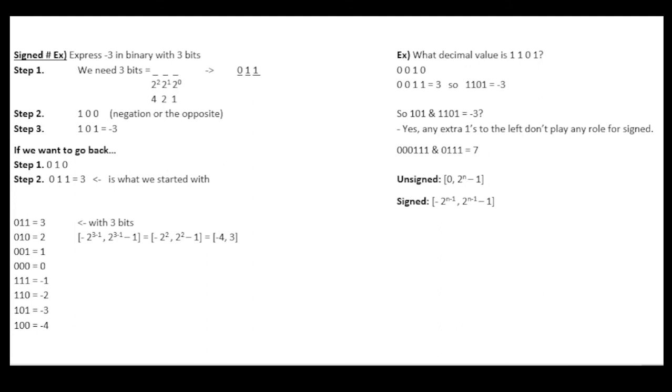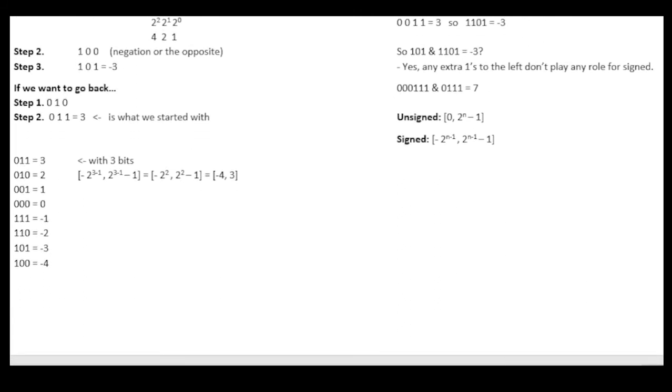So for example, if we have 3 bits, we have the number 3 all the way to -4. If we replace n with 3 representing 3 bits, we have -2 to the power of 3 minus 1 as the lower boundary, 2 to the power of 3 minus 1, and then -1 gives us 2 to the power of 2, and make sure to keep the negative outside. Then 2 to the power of 2 minus 1, and that gives us our lowest number is -4 and our highest number is 3.